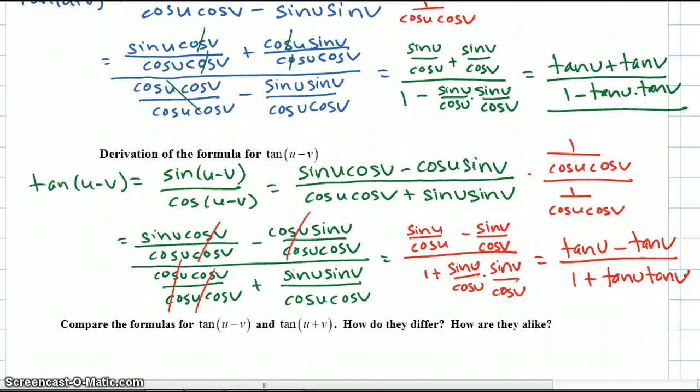So how are these formulas alike? Well, the tangent of u plus v has a plus in the numerator. The tangent of u minus v has a minus, a subtraction sign in the numerator.